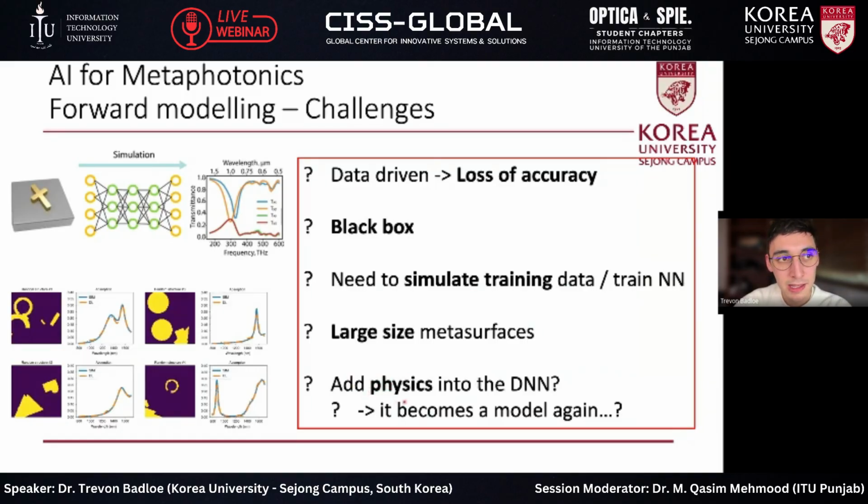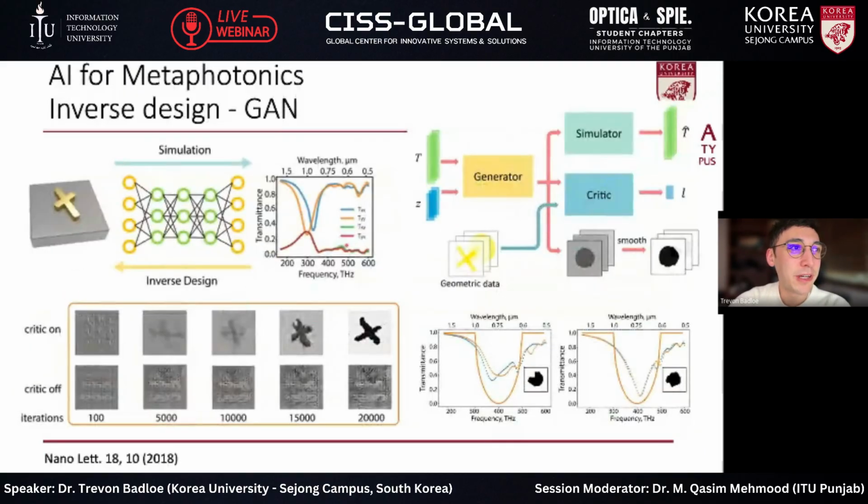And then finally, maybe there's some way to add some physics inside these simulators. But when we start to add physics into the loss functions or the neural networks, we just start to become just a model again. Finally we will become just Maxwell's equations, which is exactly what we are doing in the simulator. So maybe it kind of loses the point, right? But a very interesting thing to think about. And so next, inverse design.